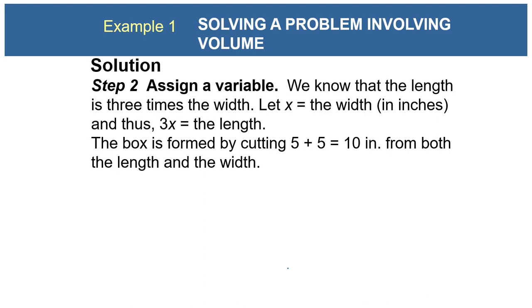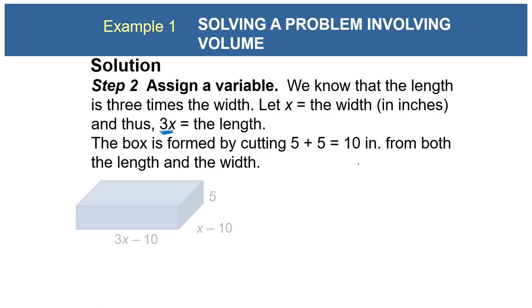Step 2, let's assign a variable. We know that the length is 3 times the width, so let's let x be equal to the width in inches, and thus 3x is going to be the length because it's 3 times that of the width. The box is formed by cutting 5 plus 5 equals 10 inches from both the length and the width. Remember, we're cutting out 5-inch squares from each of the corners, so essentially we're cutting 10 inches from each of the length and the width.